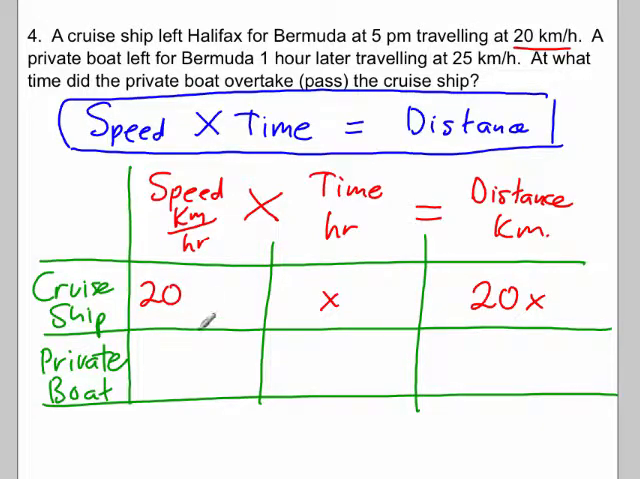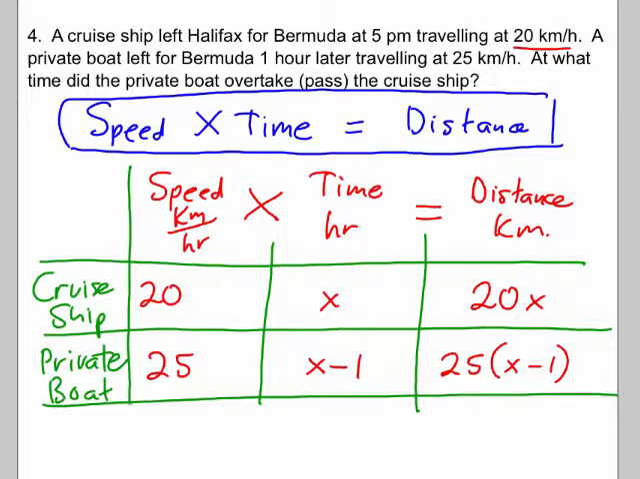With the private boat, what do we know about it? We know it's traveling at 25 kilometers per hour. It's traveling faster, although it started later. So the time it's been traveling for will be 1 hour less than the cruise ship. So that's going to be x minus 1. And then speed multiplied by time will mean that the distance, as an expression, will be 25 times x minus 1.